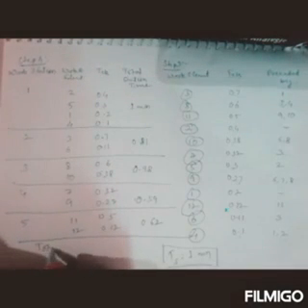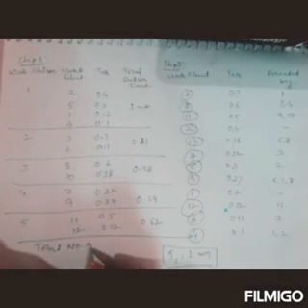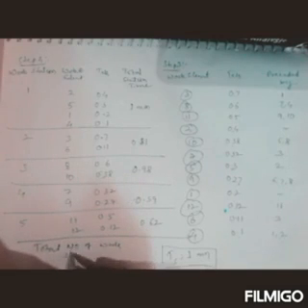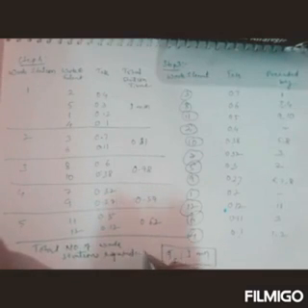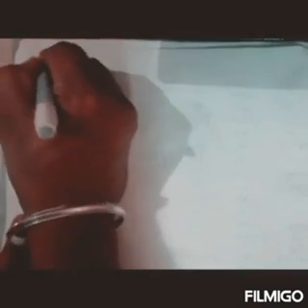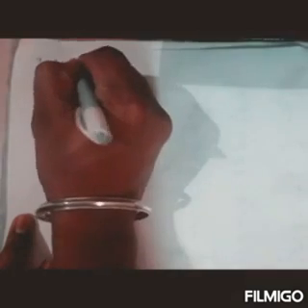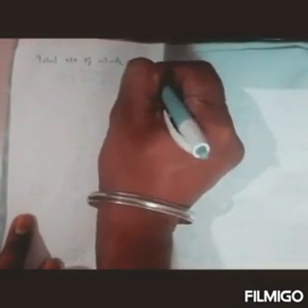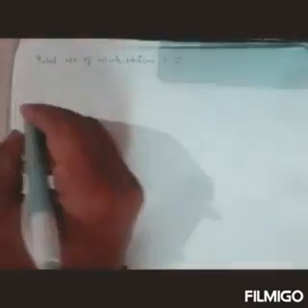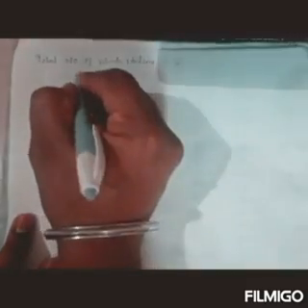Write down here, total number of workstations required is equal to 5. Right? So after finding out the total number of workstations, that is equal to 5. Okay, that is what we have got now. So the number of workstations is 5.